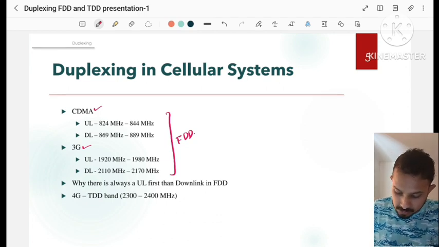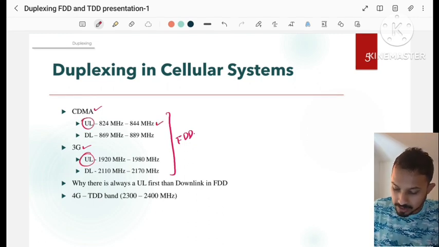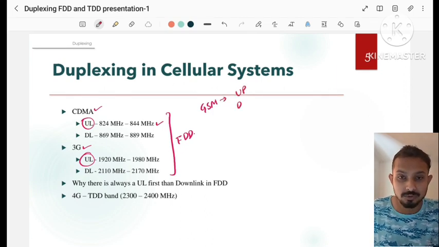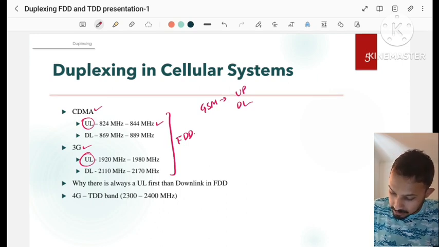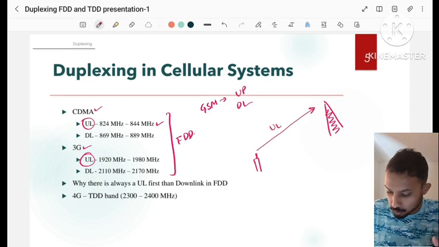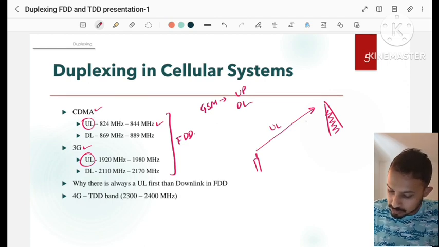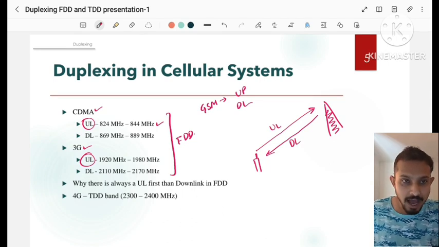Now, it is very interesting to see why we have uplink before the downlink. In GSM, it is also uplink first and downlink second. So why is it so? The simple reason is that the mobile user, if we consider mobile user and base station, has very low power. So the signal that is sent to the base station, the uplink signal, is more vulnerable because of the low power of the mobile device. Whereas the signal transmitted from the base station to the mobile user, that is the downlink signal, is less vulnerable because the base station transmits with a very high power.